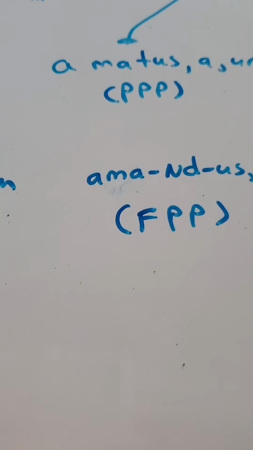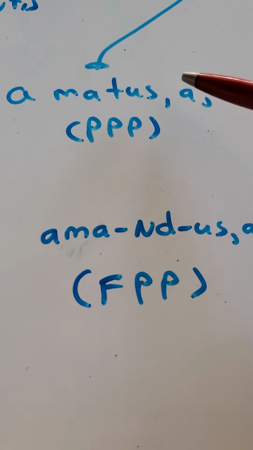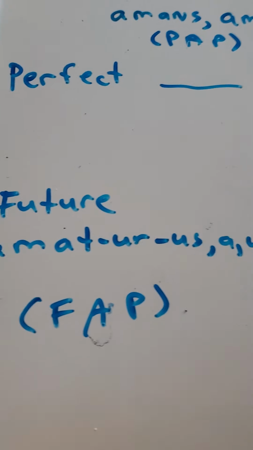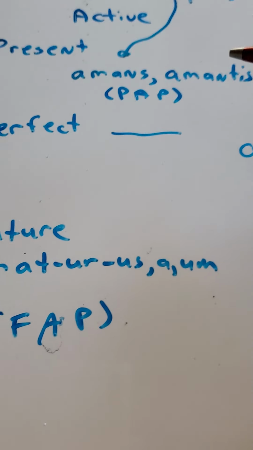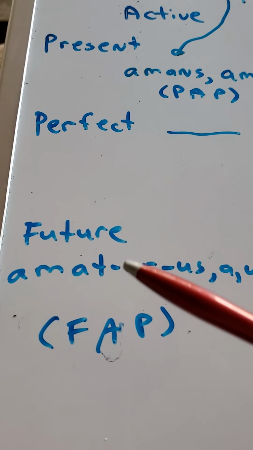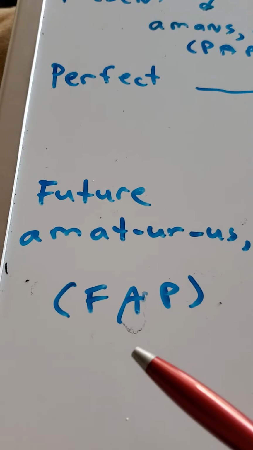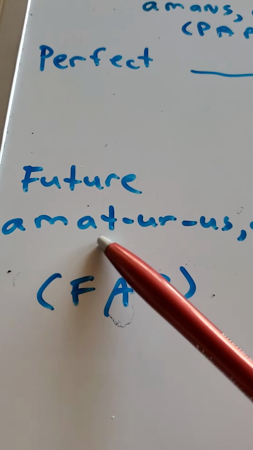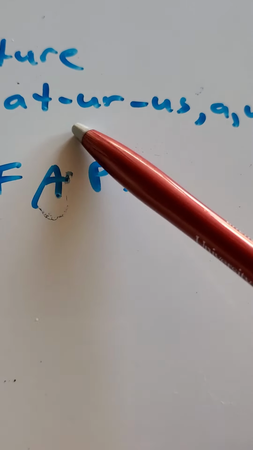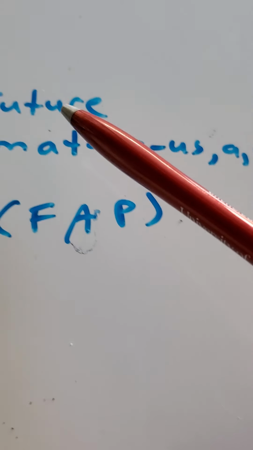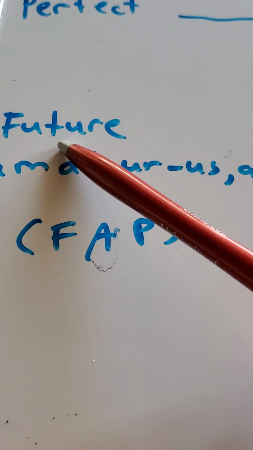Okay, so now we are going to go, well, there's the perfect passive participle. Now we're going to go down present, perfect, to the future. This is the active column. There is a future active participle. It's really easy to form. It basically is the amatus, a, um, that you insert a UR. So see the future, futurus.